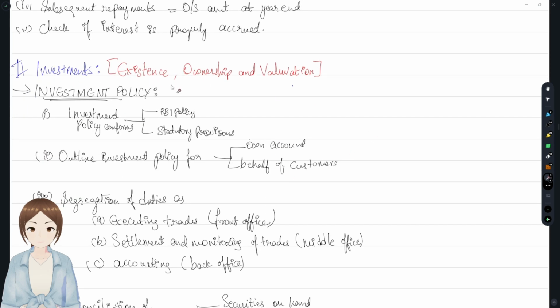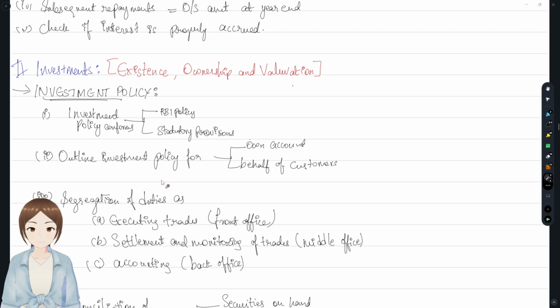And with regards to investments, what do we have to check? We have to check its existence, ownership, and valuation. We have to check whether there was an existing investment policy, and whether the investment policy conforms with RBI policies and statutory provisions. The investment policies of the bank should not override or be contradictory to the RBI policy or statutory provisions. They have to conform with that.